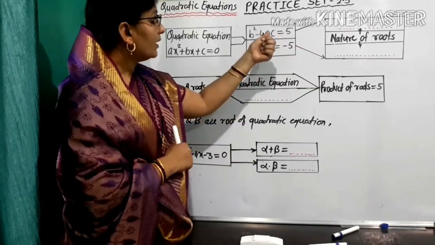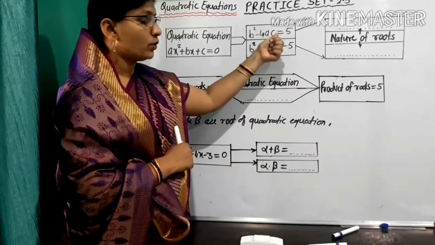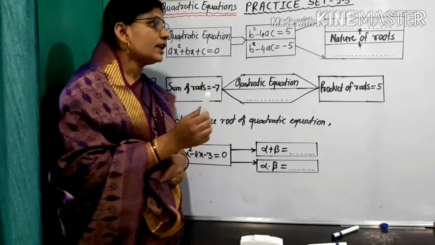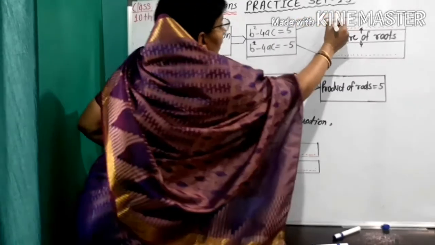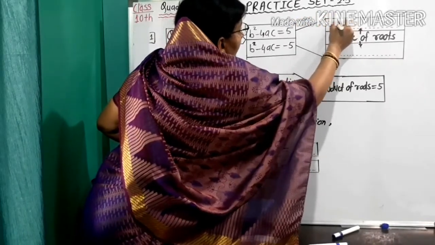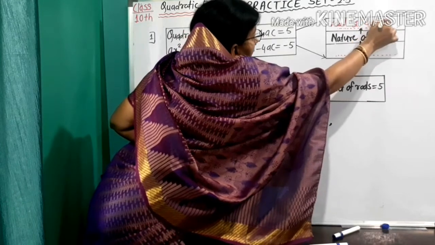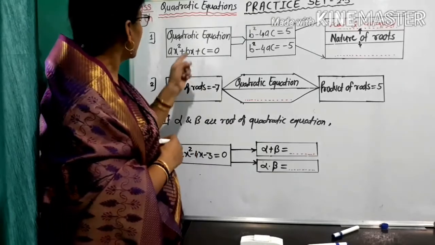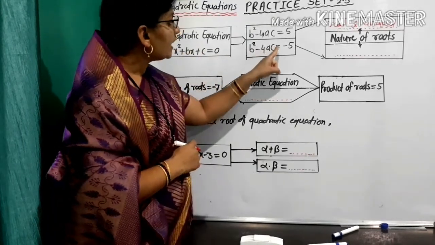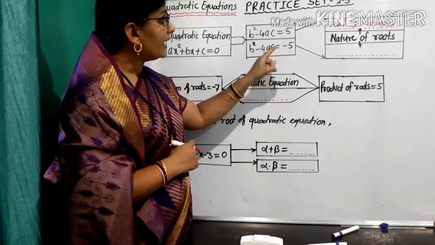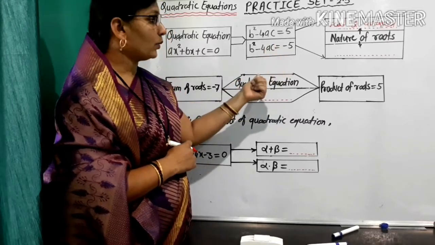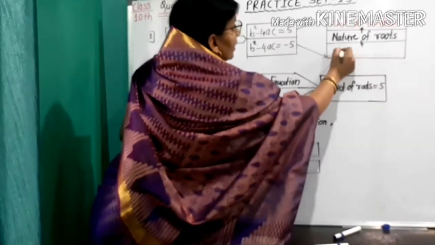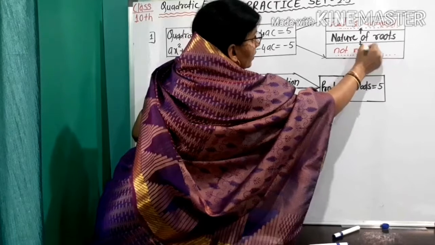Here delta is greater than 0. Therefore, nature of roots is roots are real and unequal. Then b square minus 4ac equal to minus 5 means delta is less than 0. Therefore, nature of roots, the roots are not real.